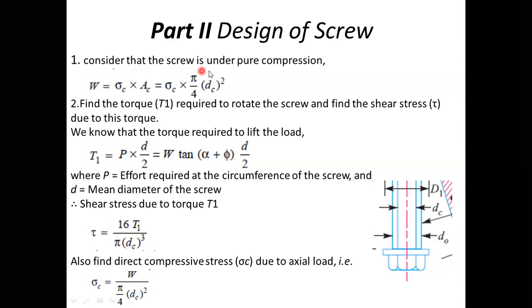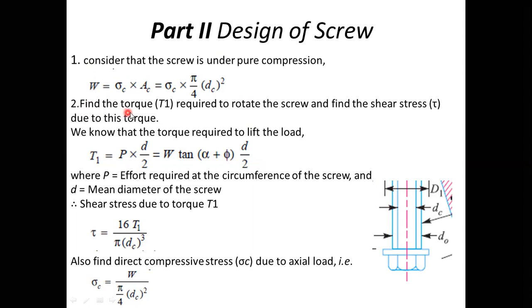Consider that the screw is under pure compression. For that, the value of W is equal to sigma c into Ac, where sigma c is compressive stress and Ac is compressive area. Compressive area is replaced by pi by 4 into dc square, where dc is core diameter of the screw.